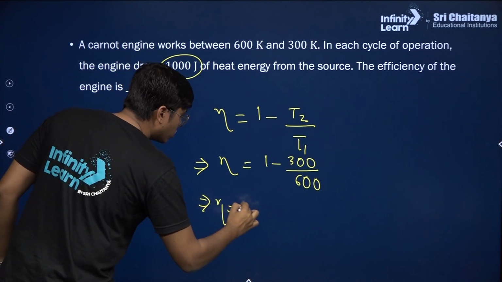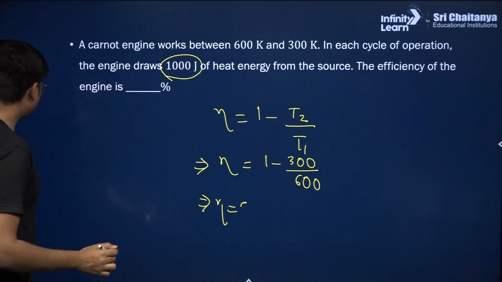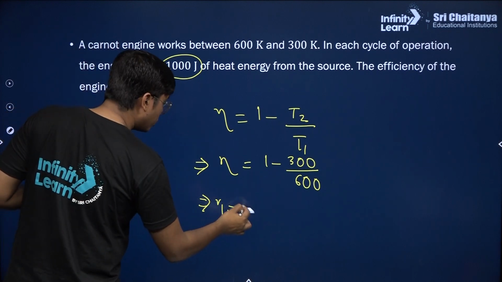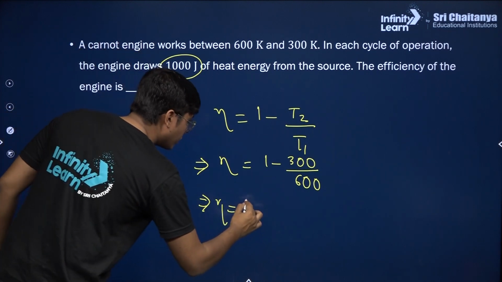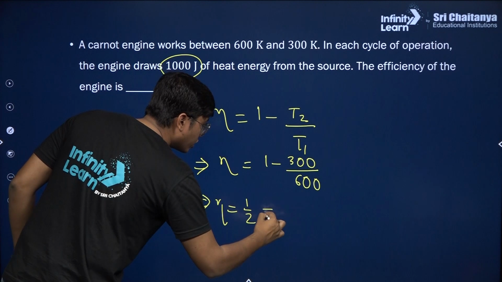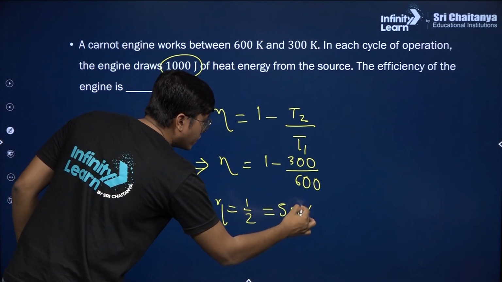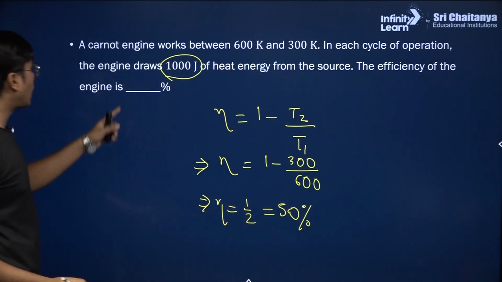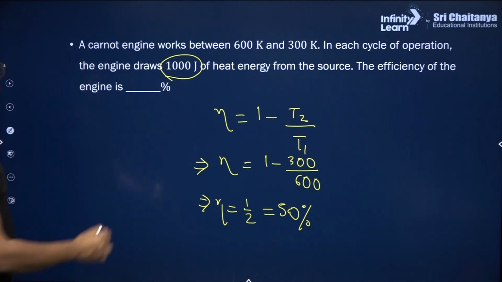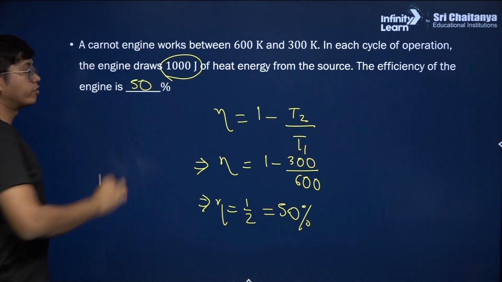So eta is equal to, first let me write the half value, then I'll represent it like that, is equal to half, which is equal to 50%. We represent it in percent because they have asked for it in percent. So this answer is 50%.